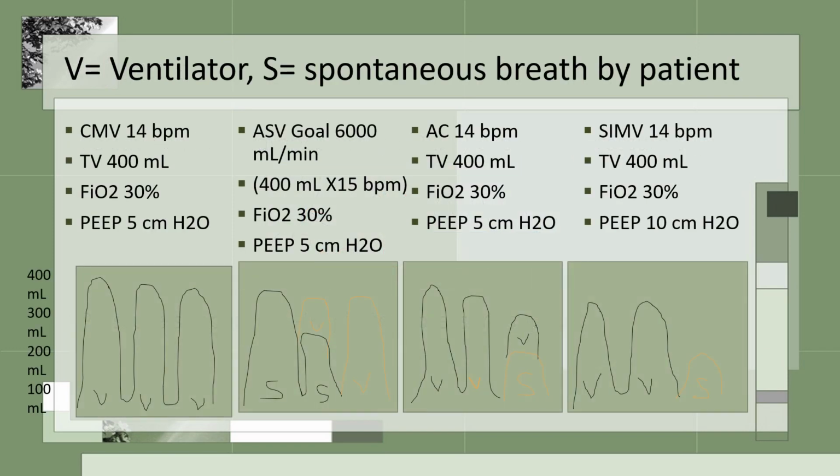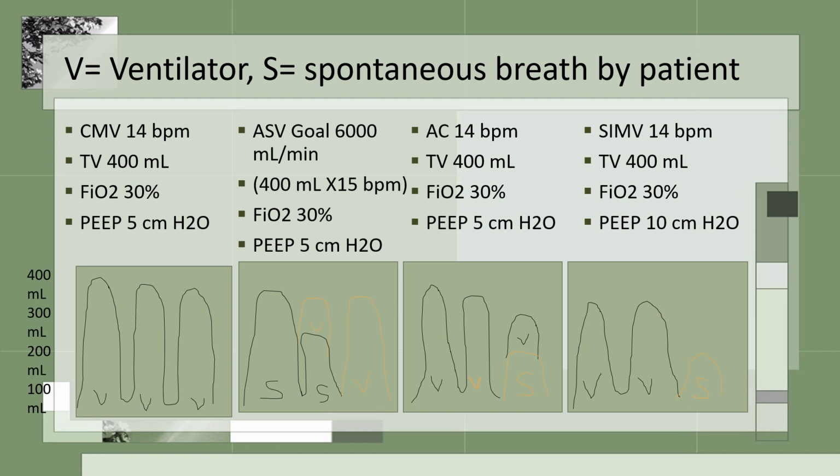So in this slide, I have kind of tried to emulate your notes. In the first problem, we have CMV with 14 breaths a minute, a tidal volume of 400, FiO2 of 30%, and PEEP of 5 centimeters of water. So you have in that box below the ventilator and the patient's breaths. I have the letter V to represent the ventilator making all the breaths, because in CMV it controls all the breaths, and the volume is going all the way up to the 400 mark.